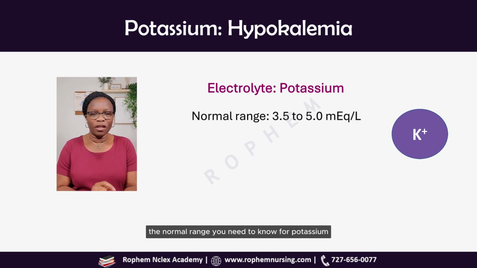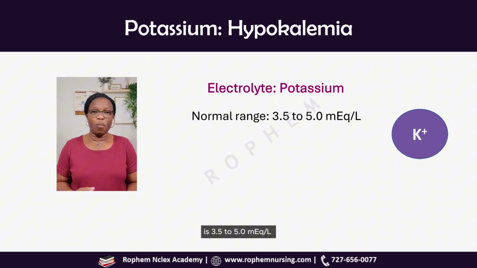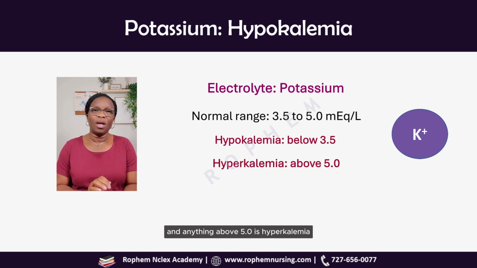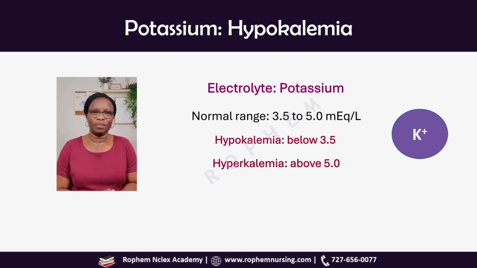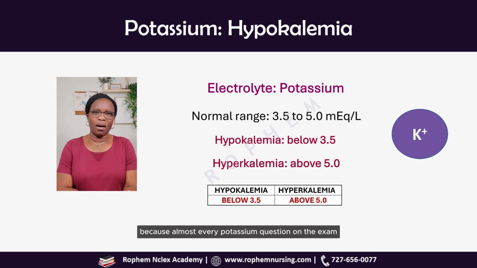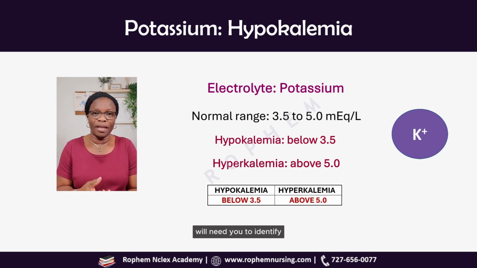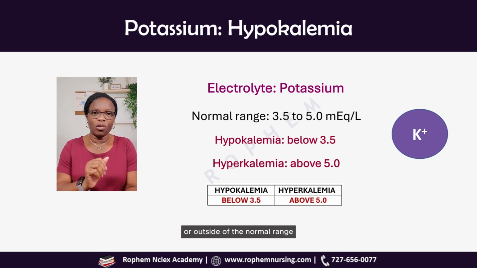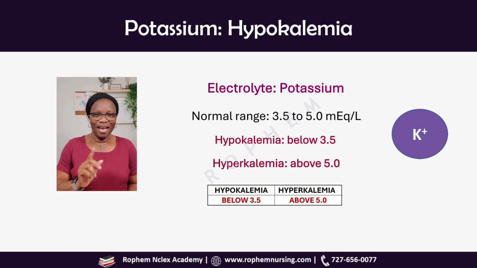The normal range you need to know for potassium is 3.5 to 5.0 milliequivalent per liter. Anything below 3.5 is hypokalemia, and anything above 5.0 is hyperkalemia. You need to know this range because almost every potassium question on the exam will need you to identify whether a lab value is within normal range or outside of the normal range.